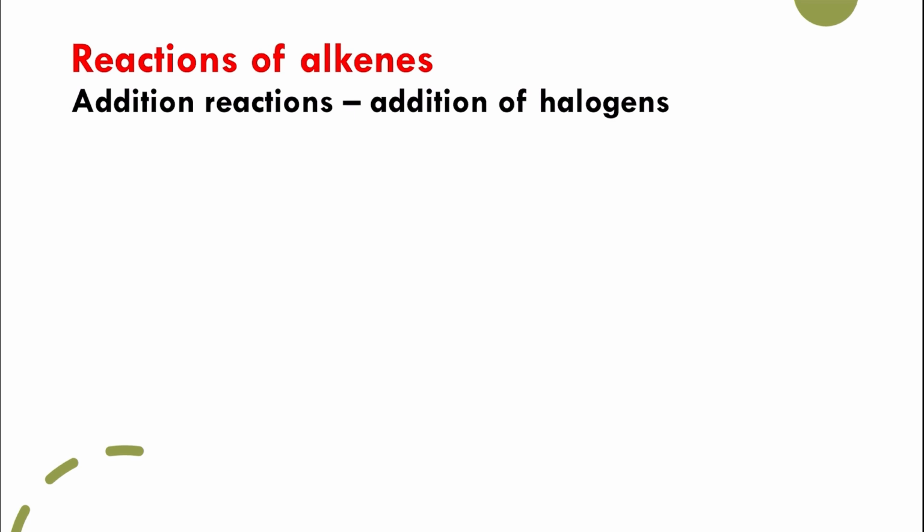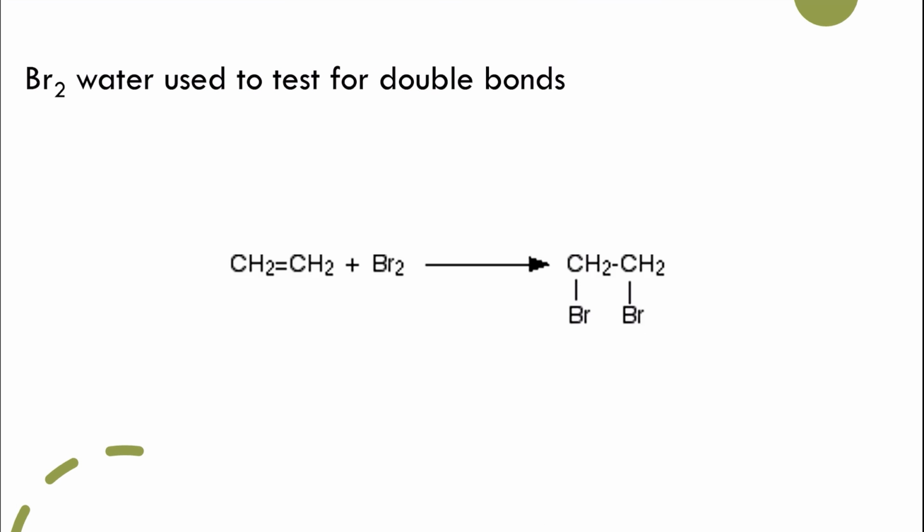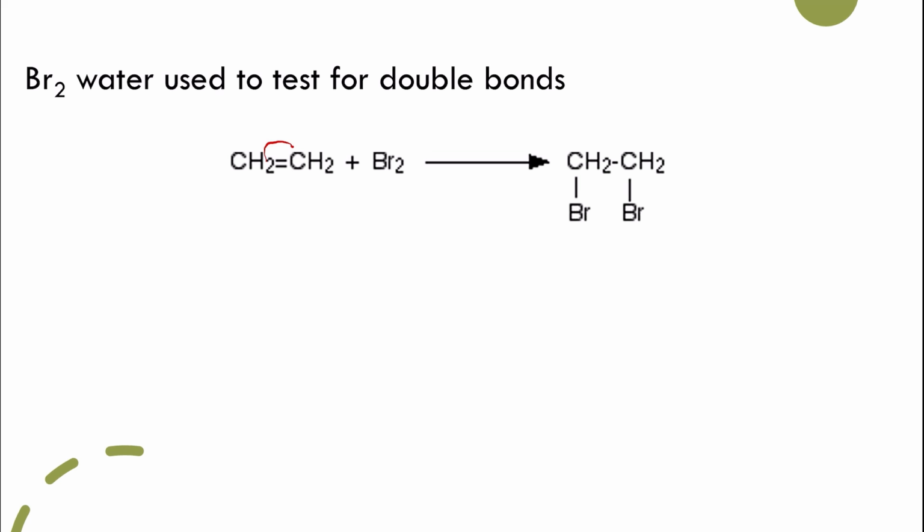Alkenes. One of the main reactions of alkenes is the addition reaction. So, addition of halogens. The addition reaction is the type of reaction where the double bond of the alkene is broken down and two different atoms are added. Alkenes can react with bromine to give you 1,2-dibromoalkane. And chlorine can also react with alkenes to give you 1,2-dichloroalkanes.